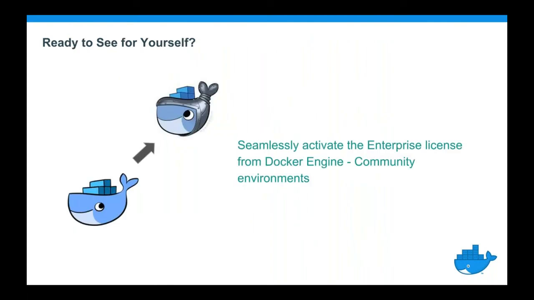If this sounds interesting and you're ready to see it for yourself, one last new capability we introduced in 1809 is the ability to seamlessly activate the enterprise license from a Docker Engine community environment. If you are operating Docker Engine community 1809, you can now simply apply a license key and turn on the enterprise features that we've been talking about for the last 20 or so minutes.